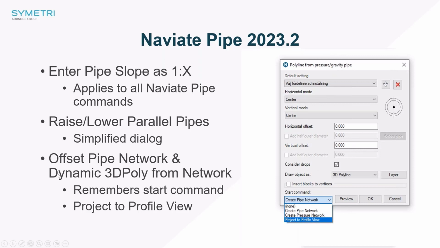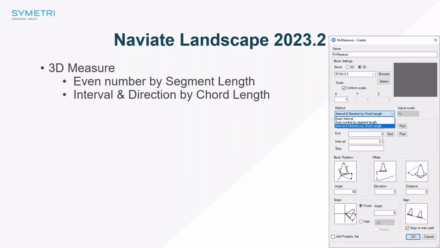Offset pipe network and dynamic 3D polyform network, those two commands share the same dialogue actually. Now it remembers the start command, which we also wished we had. So what you selected here, it's going to remember. And we also added project to profile view. So if you create a polyline or feature line, you can immediately project that line to a profile view. Those were the pipe news.